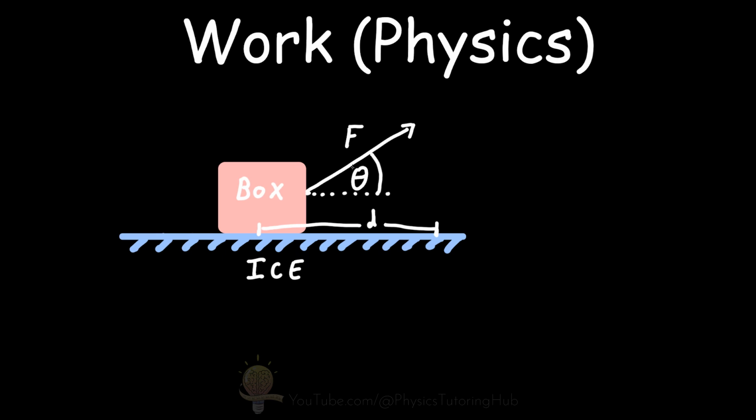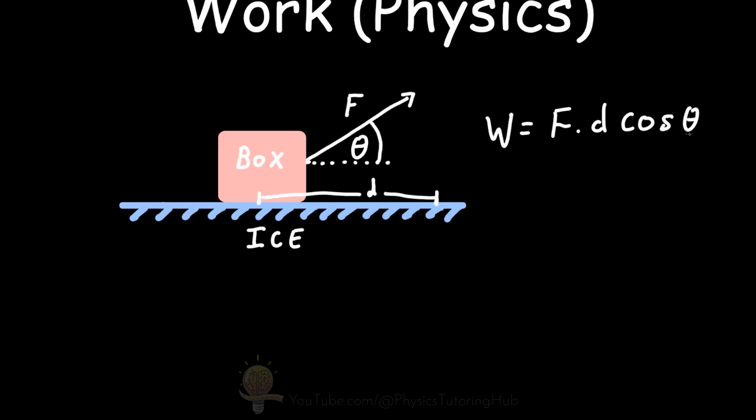What happens now if we provide a constant force to this box that has an angle theta to the direction of motion? Well, the work done on this box is equal to the force on the box multiplied by the distance the box moves multiplied by cosine theta. And the reason why we're multiplying this by cosine theta is because we're only interested in the horizontal component of the force, because the horizontal component of the force is parallel to the direction of motion.